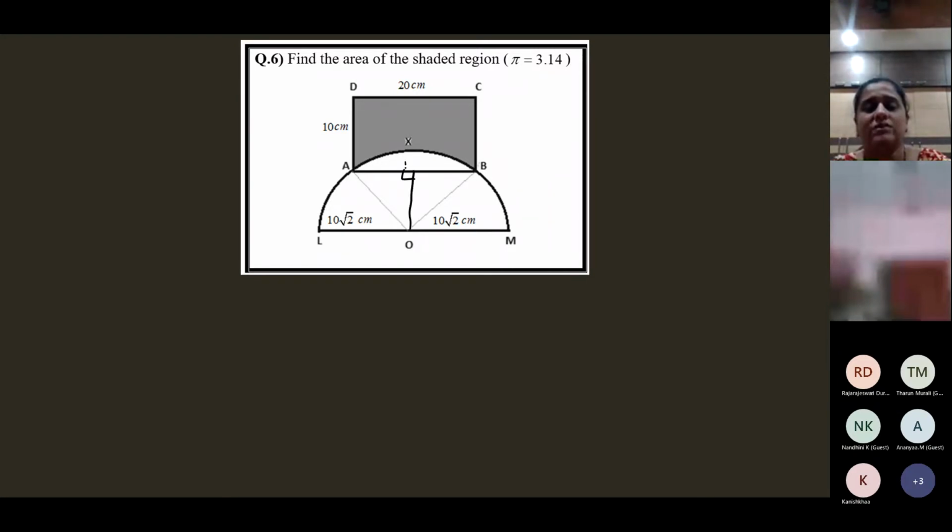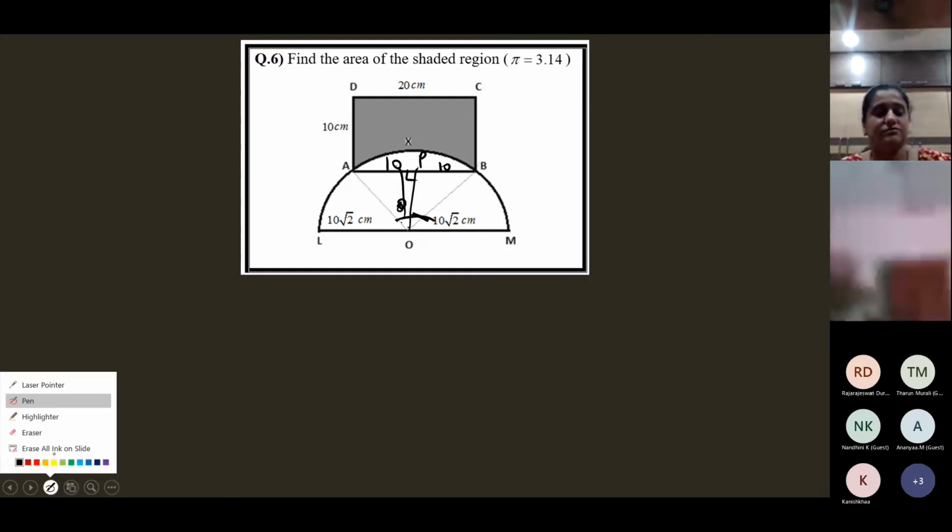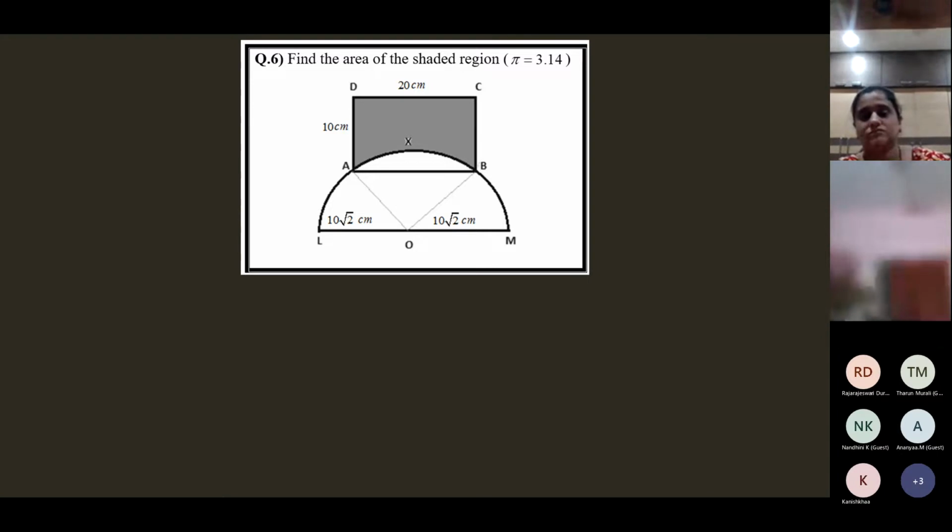For that, you will have to drop a perpendicular like this, M. These two triangles are congruent. So this side AM is equal to BM. Okay, I said P, no, because we already have M. So AP is equal to BP, so it will be 10, 10. And then we find this angle using trigonometry. Here sin theta is equal to opposite by hypotenuse. So you get theta is 45 and this is also 45, so 90 degrees. That's about this one.